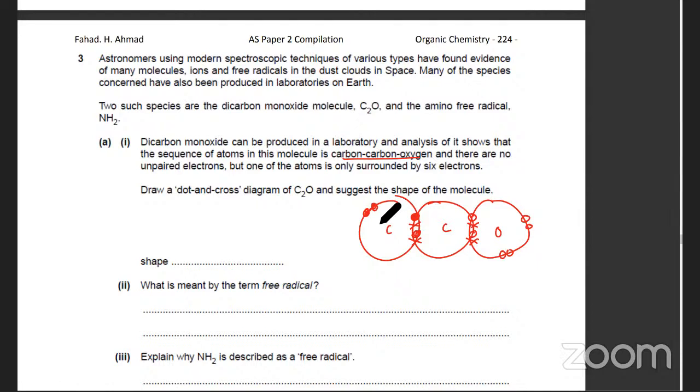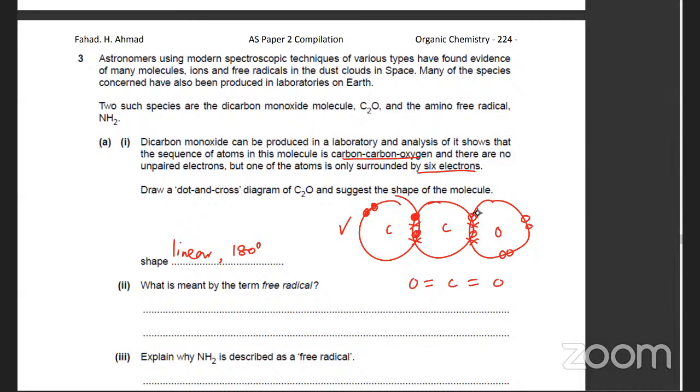I said this one, you have to figure out the shape of the molecule. That's going to be linear, and it's going to be 180 degrees. That's the bond angle because it's just a double bond, one double bond here and one double bond here. He already said that there are no unpaired electrons, but one of them was surrounded by 6 electrons. So this one is surrounded by 6 electrons.